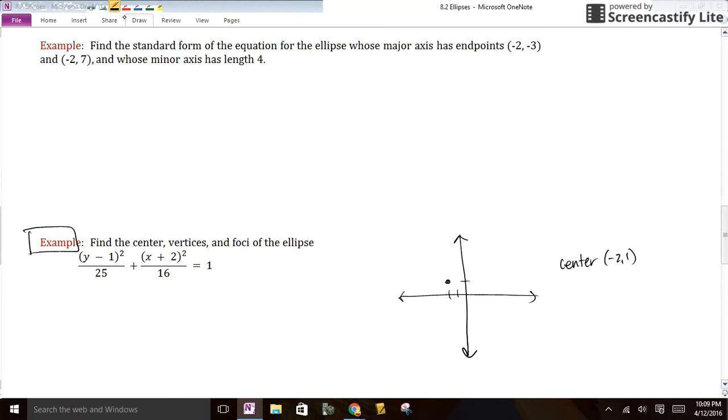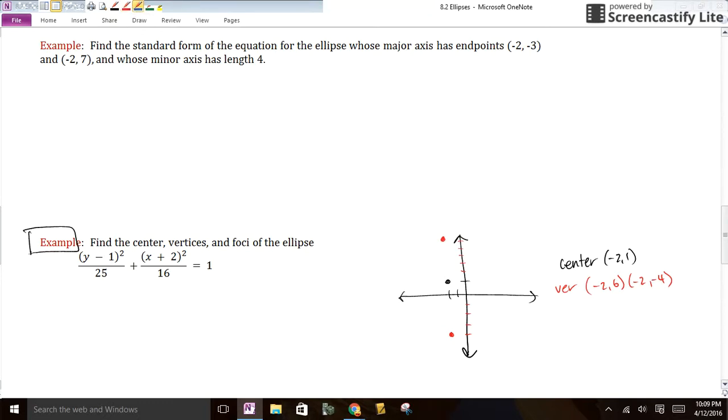And then from that center, what I like to do is I like to go in the y direction 5. So 1, 2, 3, 4, 5, and 1, 2, 3, 4, 5. Those are called your vertices. So what did I do? I just took the center and I added 5 to the y. So -2, 6. And what's the other one? -2. I subtracted 5. So -4. And those are your vertices.